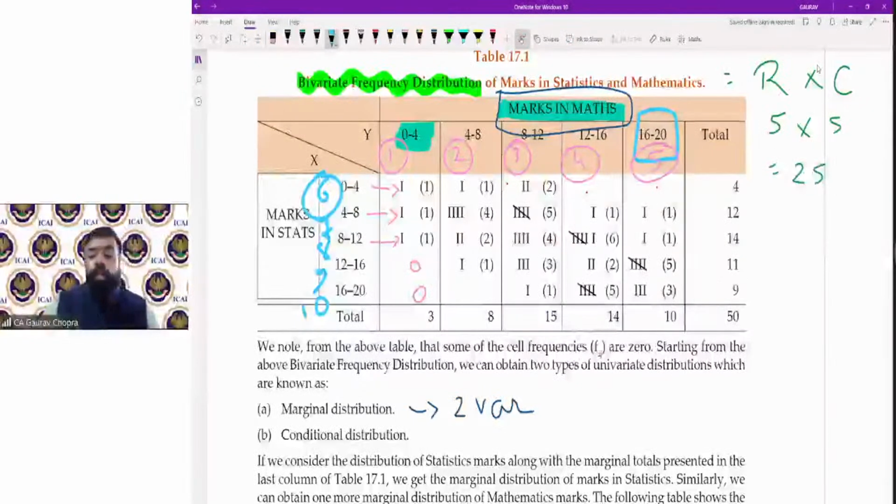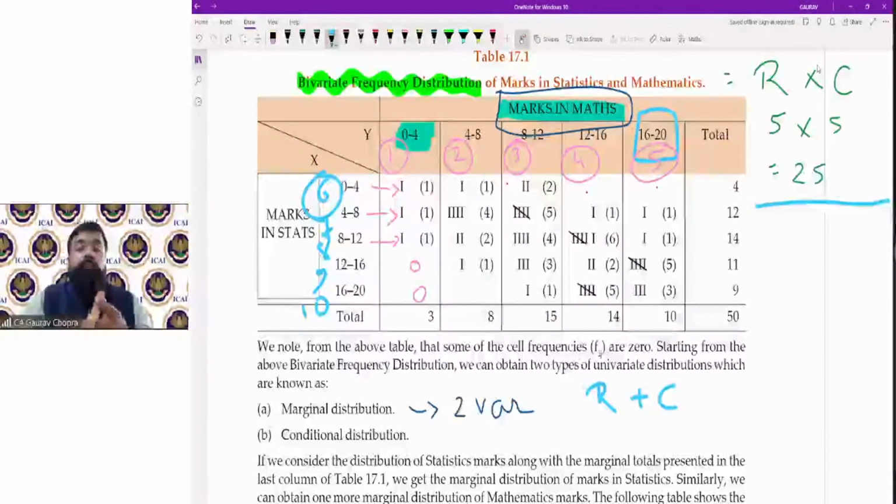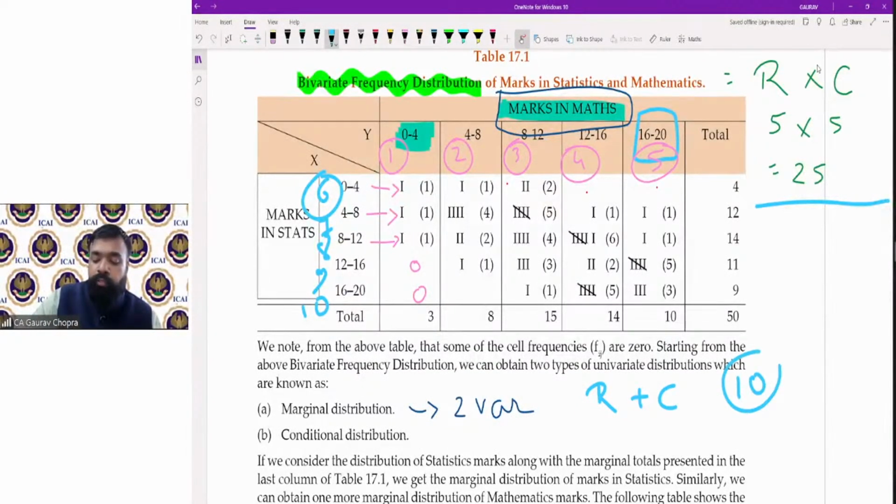So in short, there is one simple formula, that is number of rows plus number of columns. Rows कितनी है? 5. Column कितनी है? 5. Therefore, simply add and your result is 10. So there will be 10 conditional distributions.